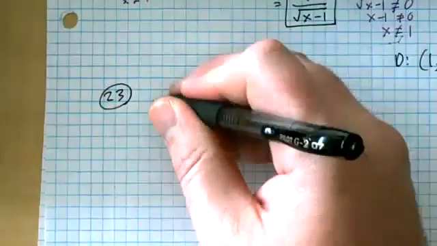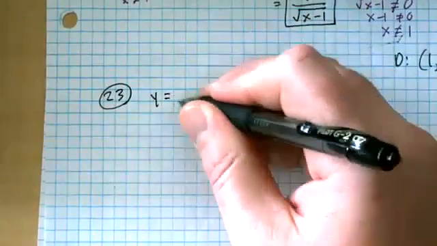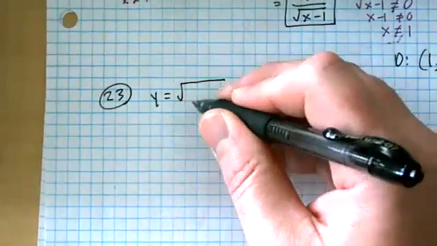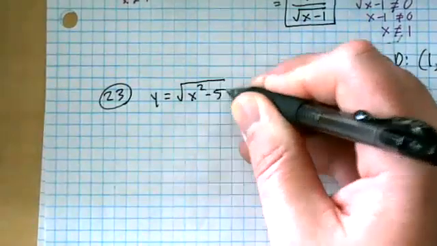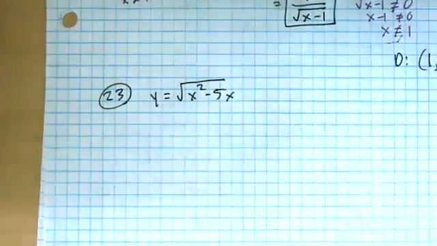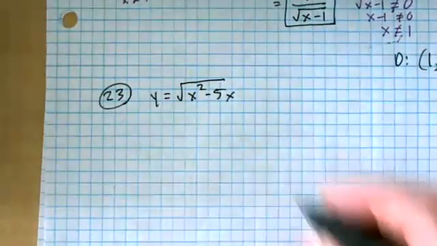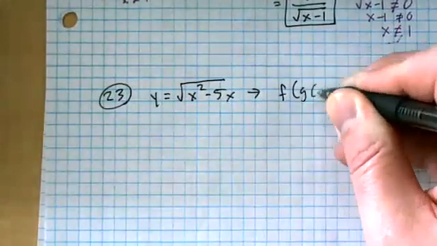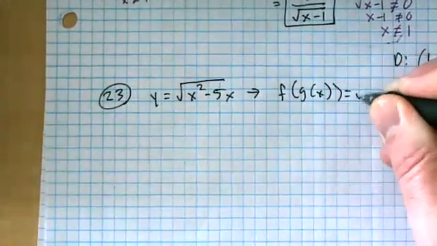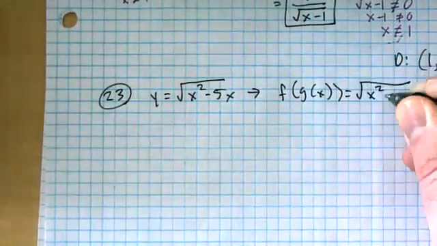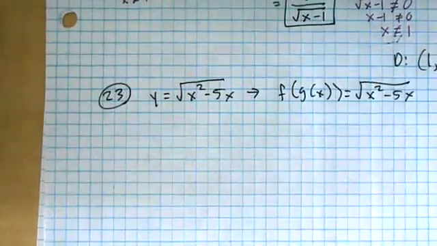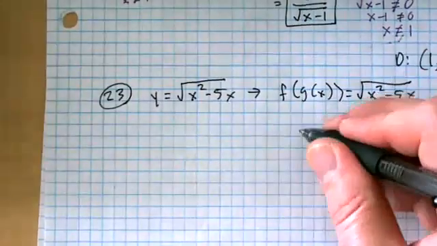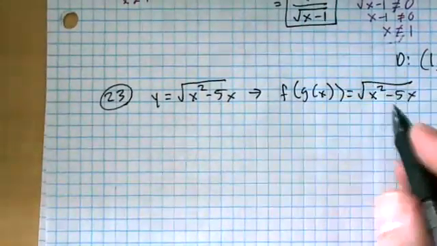So they gave you y equals the square root of x squared minus 5x. And the instructions are telling us to transform that into an f of g of x. So it's still x squared minus 5x. And all they want you to do is come up with an f of x and a g of x that when you put them together, you could get this as your answer.